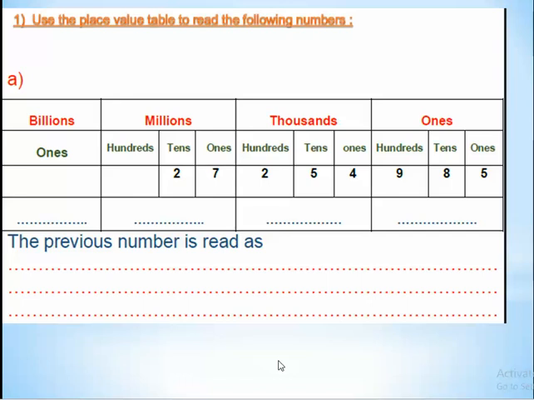Use the value table to read the following numbers. Okay, this number, who can read it? Okay, let's read it. We have millions, so 10 millions. Read this number as first. Okay, 985, 254, and 27. Let's read the number 27,254,985.